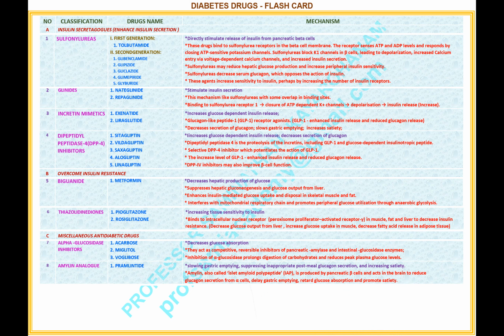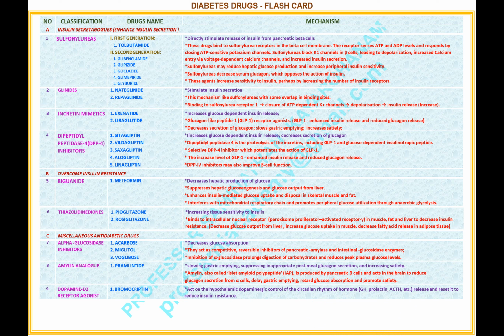Number 9. Name of the classification: dopamine D2 receptor agonist. Drug name under this classification: 1. Bromocriptine. Mechanism of dopamine D2 receptor agonist: act on the hypothalamic dopaminergic control of the circadian rhythm of hormone, GH, prolactin, ACTH, etc., release and reset it to reduce insulin resistance.